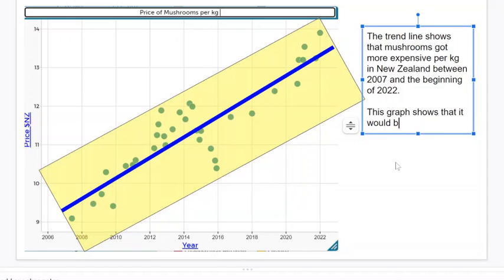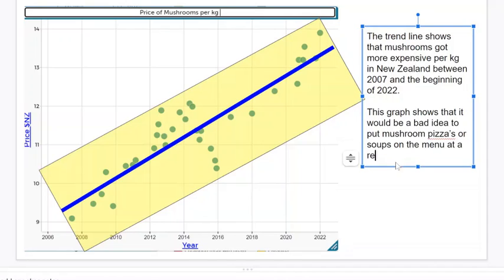This graph shows that it would be a bad idea to put mushroom pizzas or mushroom soups, I don't know, on the menu at a restaurant, as they have become very expensive. And then we might want to know, well, how much more expensive?